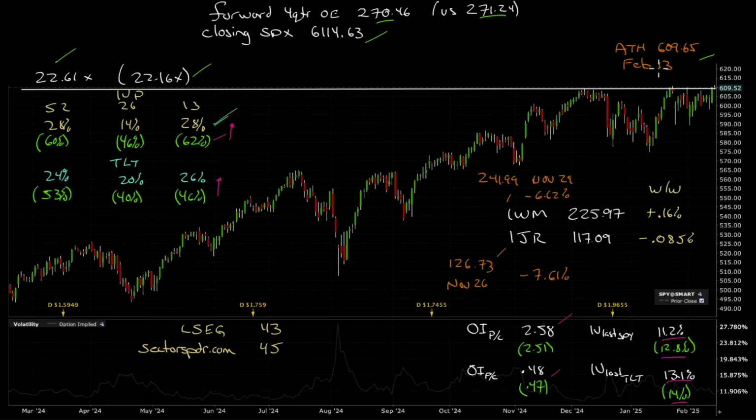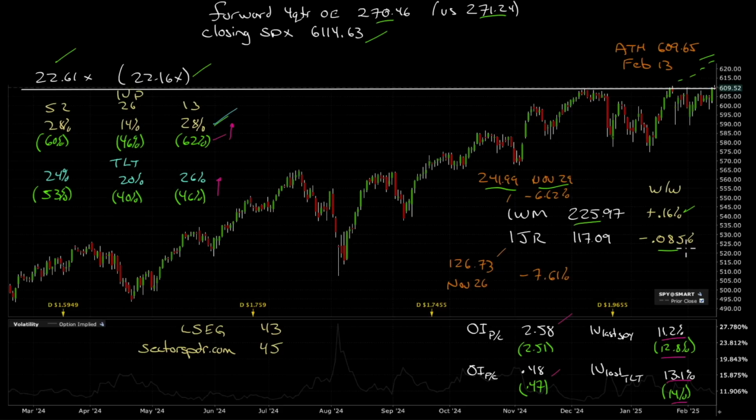Small caps did not do anything near an all-time high, lagging significantly. Large caps just keep knocking it out. IWM, the highest was 241.99 on November 29. That's not the all-time high. That was just the most recent high, 241.99 on November 29, and it's now at 225.97. Week over week up 0.16. Remember, SPX was up 1.47. This squeaked out a 0.16.